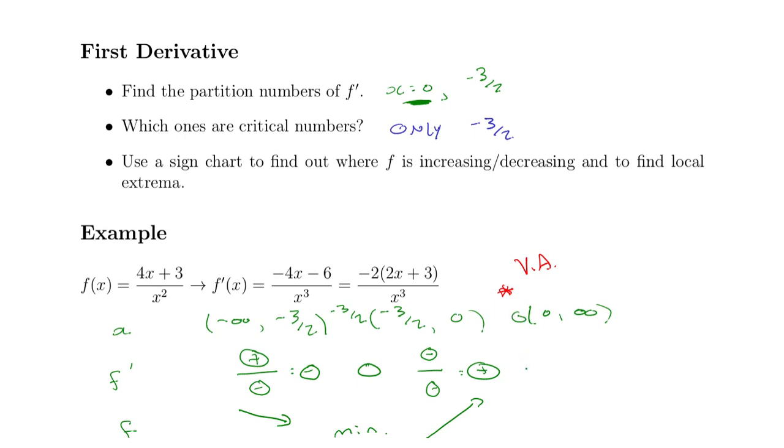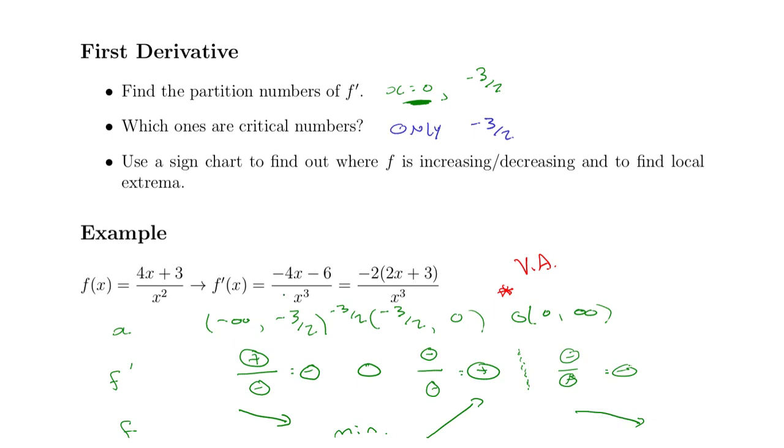Over here at 0, we're going to maybe put a little vertical asymptote. You can use whatever symbol you want to remind yourself what's going on with the derivative. But now if you plug in a number that's positive, like let's plug in 1 here, we get -4 minus 6. That's going to be really negative. That's -10 over 1 cubed. So negative over positive, that's negative. That means our function is going to decrease.